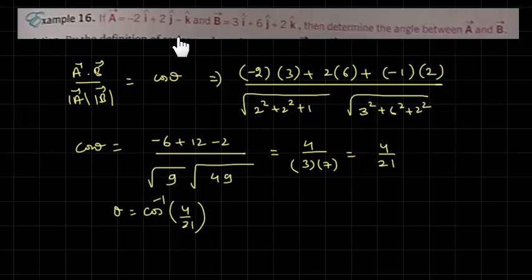Magnitude of A is the square root of this square plus this square plus this square. Magnitude of B is again the root of this square plus this square plus this square. So solving this, you will get cos theta is 4 by 21. So the angle theta between them is cos inverse 4 by 21.